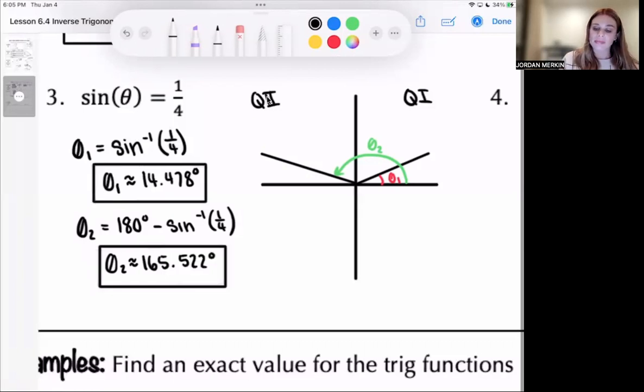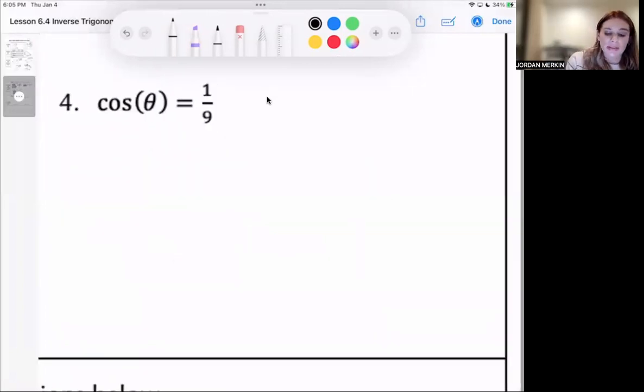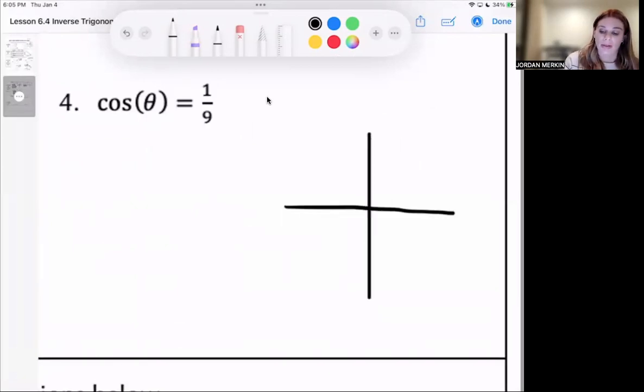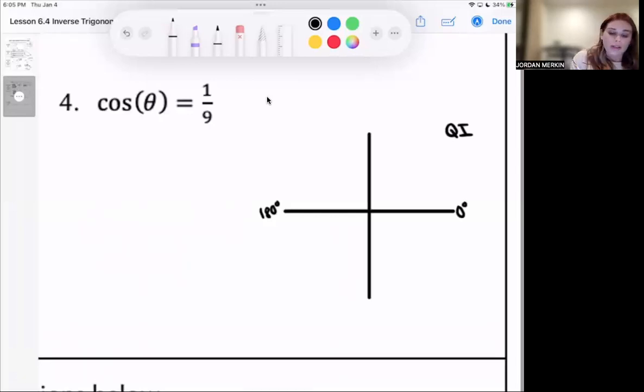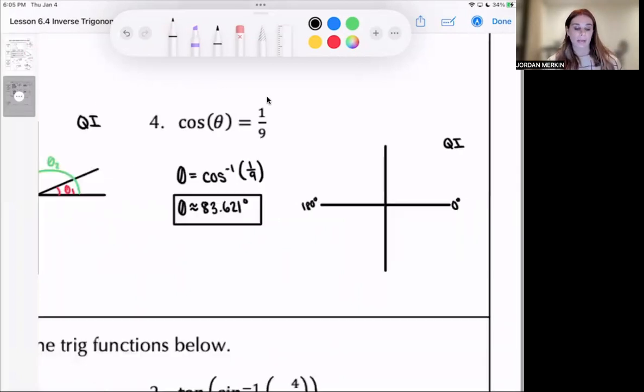Okay. Last one, number 4. Cosine of theta equals 1/9. So for this one, we are only going to get one answer. It's going to be in quadrant 1, since we're looking from 0 degrees to 180 degrees. It's going to be in quadrant 1 because sine is not positive in quadrant 2. So we're just going to do theta equals inverse cosine of 1/9. And theta is approximately 83.621 degrees. Okay, and that is it for those 4 problems.